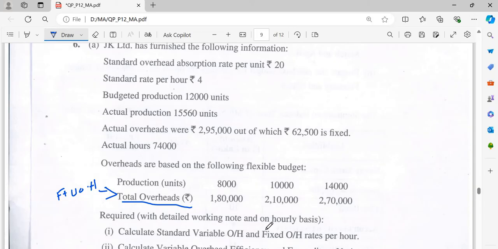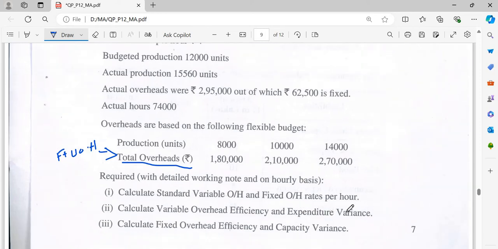Required, with detailed working note on hourly basis, calculate standard variable overhead and fixed overhead rates per hour. So we need to calculate what is variable overhead and fixed overhead rate per hour. Then calculate variable overhead efficiency and expenditure variance and calculate fixed overhead efficiency and capacity variance. So first I need to calculate standard variable overhead.